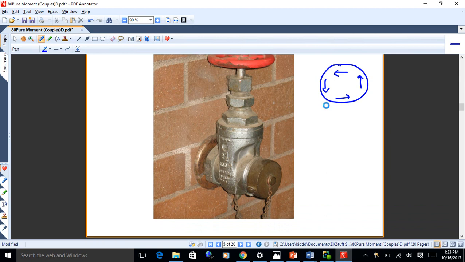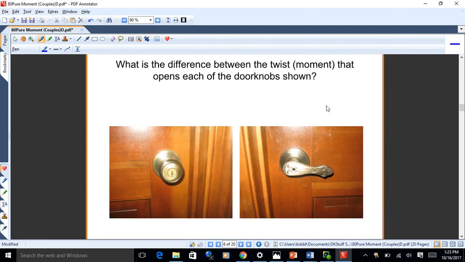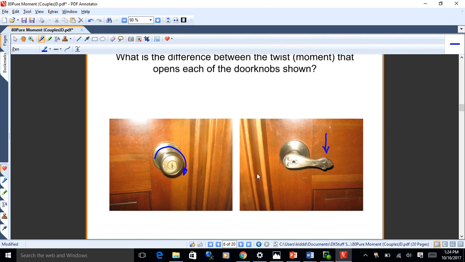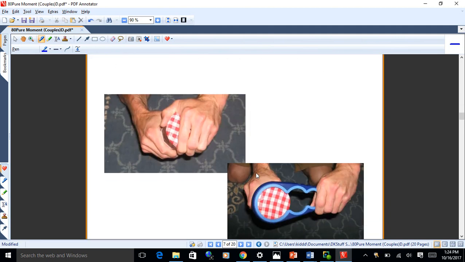All right, so there's lots of examples of this. Again, I can open that door by pushing on the handle, or I could turn the handle. Either way, in both cases, I'm getting a twist. One on the left has no net force, one on the right does. Okay, I can apply a force at an offset to my jar here, or I can just use my hand and twist it. Same thing.